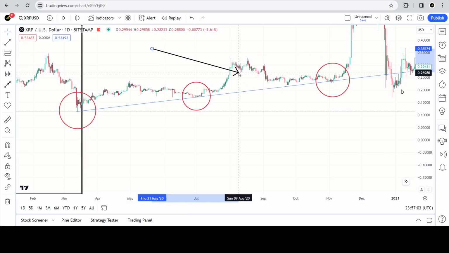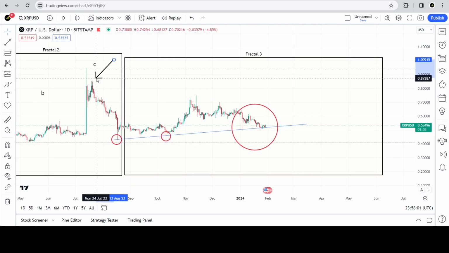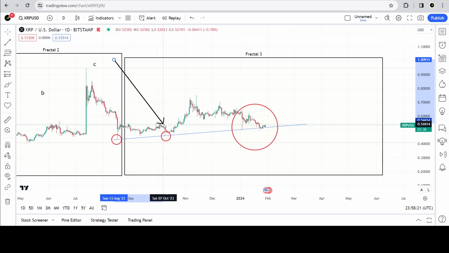So let's now compare this to what is happening on today's chart. Okay, so here we are on today's chart, and just like in the previous setup, this setup begins in the same way. So it's in fractal 2 in wave C. Price comes down from the peak of wave C. It then finds a bottom, and this is where the trend line begins. It then bounces up off this trend line and eventually comes back to it at the end of this bounce.